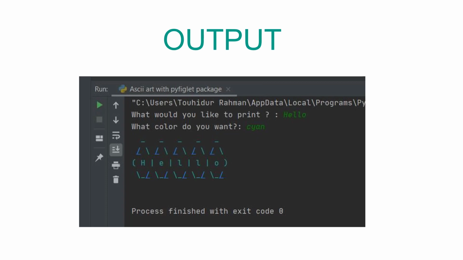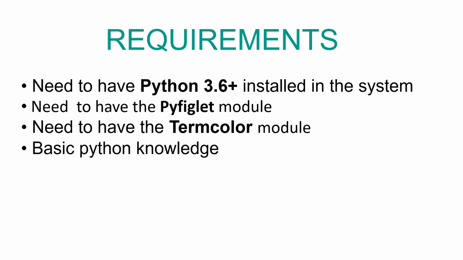And I want you to follow me step by step, and I will describe it to you step by step and in detail. Well, what are the requirements you have to fulfill if you are going to make this ASCII art program? At first, you need to have Python 3.6 or above installed in the system. And then you need to have the Pyfiglet module installed in the system. Also, you need Termcolor to make the different color styles. Also, you have to have basic Python knowledge. And don't worry, follow me. I will describe it to you step by step and in detail.